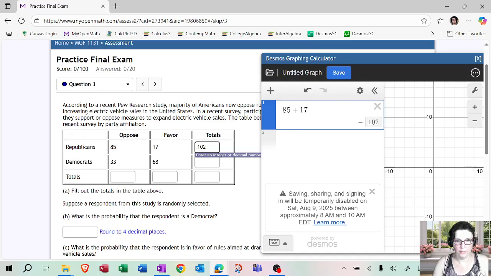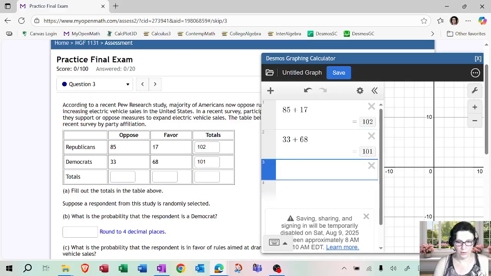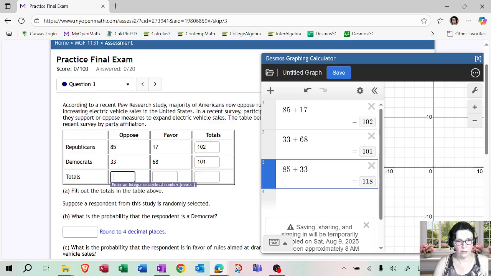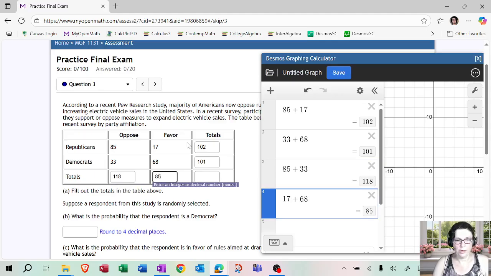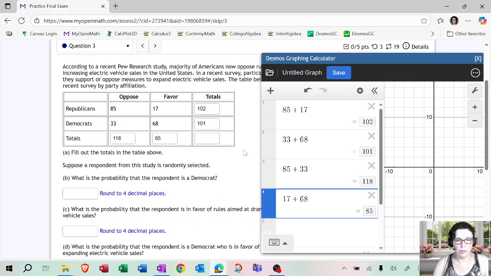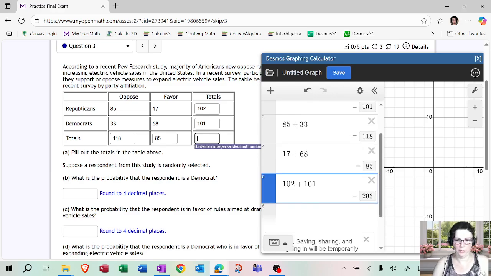Luckily, there are not that many. Now we're going to do the same thing with the columns. And always check your work a couple of times just to make sure. Once you get the row and column totals, you can get what we call the grand total, which is the overall total. You can do that by adding either the row totals or the column totals. Both answers should be the same.